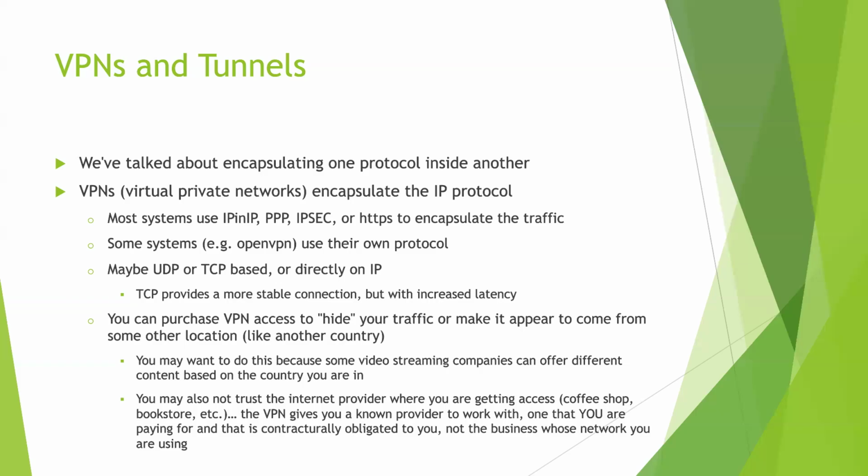Some people will buy VPN access to hide their traffic or make it appear to come from some other location. You'll see this with people doing Netflix. Netflix has a catalog of movies available in the US, and they also have a different catalog of movies available in the UK, for example. So if you get on a VPN where now it looks like your traffic is coming out in the UK, suddenly you can access that UK catalog of movies, which you could not access from the US because of licensing and whatever. So people will do that to kind of evade that.